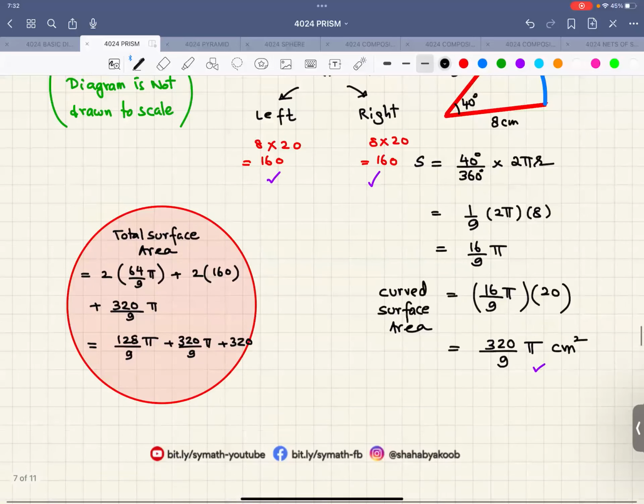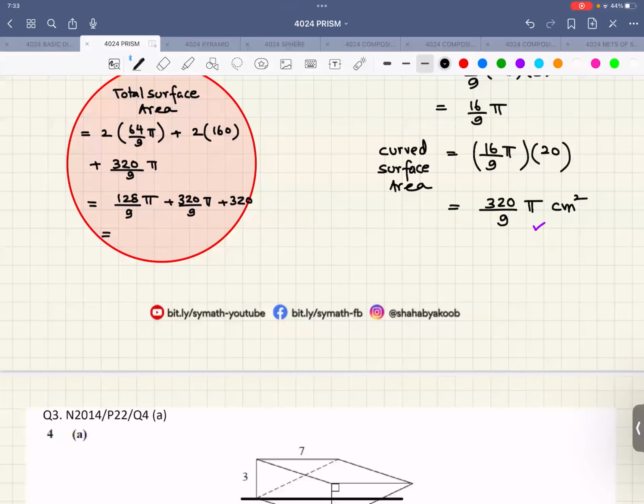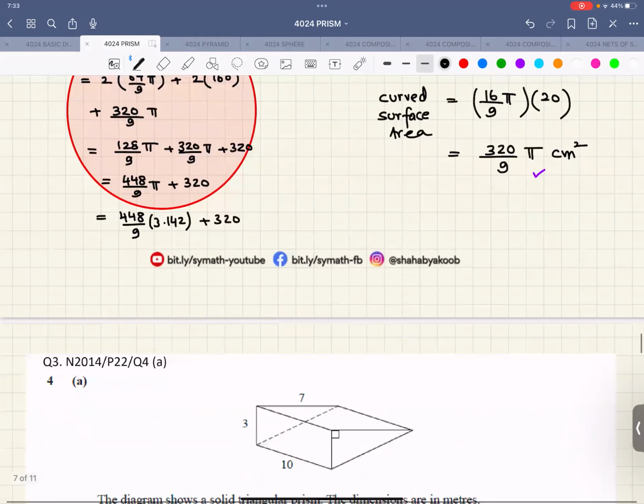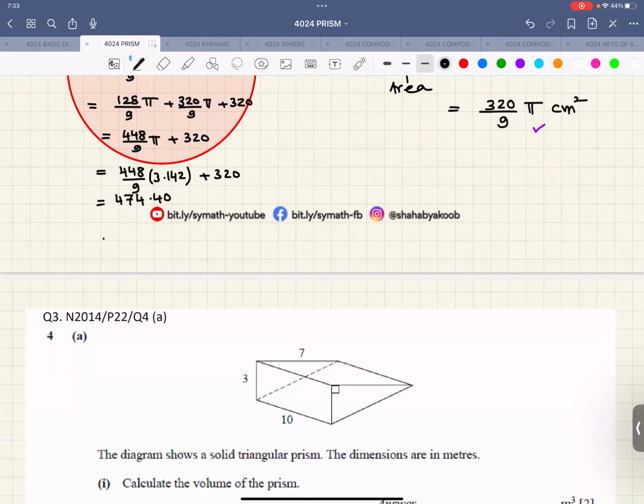So this is 128 plus 320, that is 448 divided by 9. So that's 448 over 9 pi plus 320. Now let me plug in the value, 448 over 9 into 3.142 plus 320. So multiply it with 3.142 and add to it 320. So therefore this comes out to be 476.40.